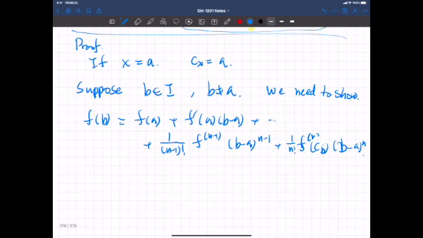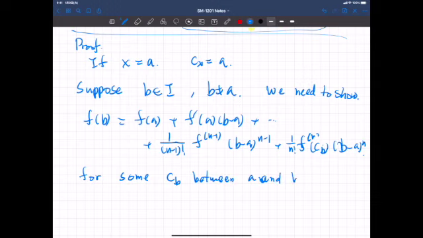For some c_b, that is between some c_b between a and b.